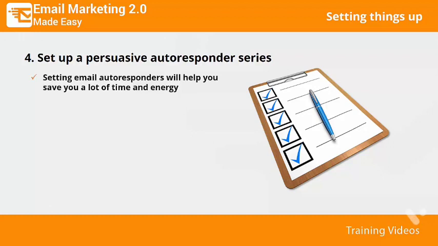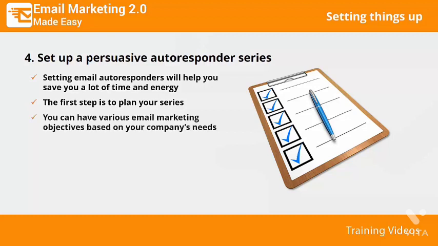Setting email autoresponders will help you save a lot of time and energy. It will be helpful only if you write messages intended to convert your readers. Here's how to create an autoresponder series that generates sales. The first step is to plan your series. Establish a plan for your autoresponder series. You should have an email autoresponder series that helps you accomplish tasks like generating sales and building trust.